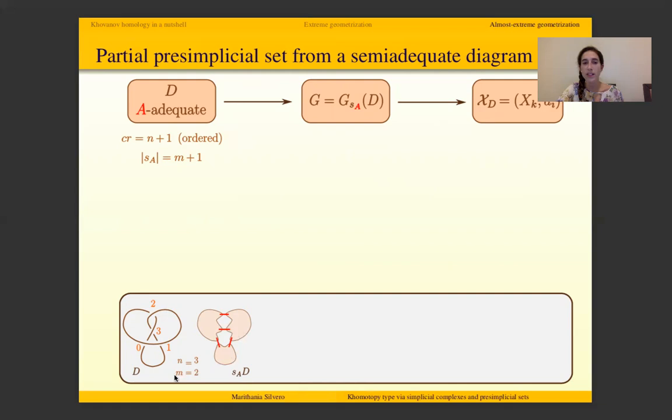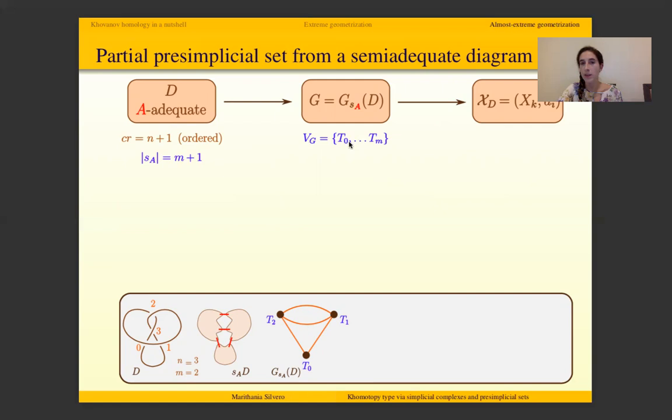And now we consider the graph associated to this state by collapsing each circle to a vertex, and we get this. We are going to order those vertices; they are going to be labeled from t zero till tm. This makes sense because here we have m plus one circles, so from zero till m.